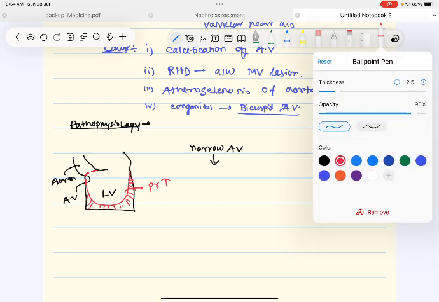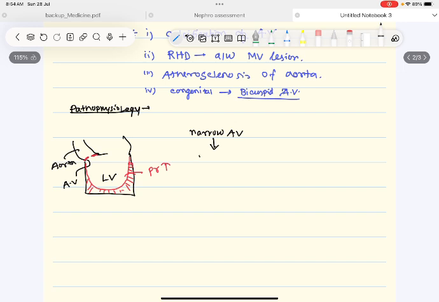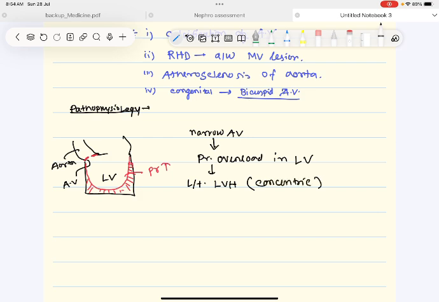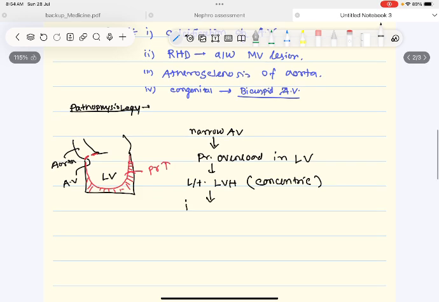So in this situation, pressure overload in the left ventricle leads to left ventricular hypertrophy, which is concentric, meaning it is toward the center. And if untreated, it may lead to left ventricular failure.